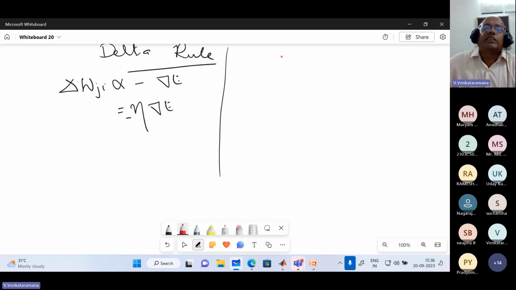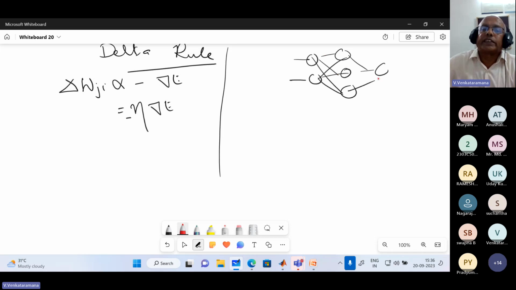What is the error? Suppose, as we have seen, we have this neural network and some 10 patterns; we should give a larger number of patterns to train the network. I will give the first input, I will get the output, and corresponding to this input there is a desired output. I will get error E1. I will not modify the weights.